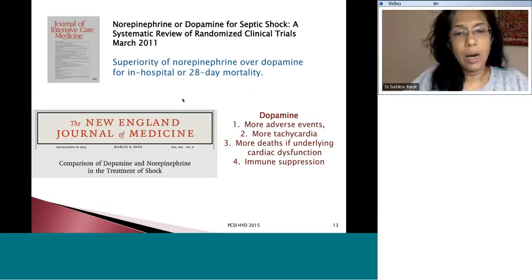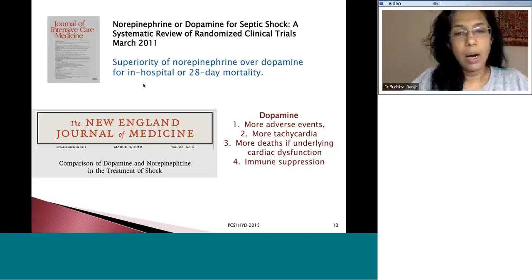What do we know? There are increasing reports that dopamine may not be the best agent for the prime use that it was initially widely used for, which is septic shock; norepinephrine may be a better agent. In fact, there's a nice head-to-head comparison of dopamine versus norepinephrine in all types of shock, which showed more adverse effects when dopamine was used: more tachycardia, more deaths if there's underlying cardiac dysfunction, mainly because of tachyarrhythmia and immune suppression.